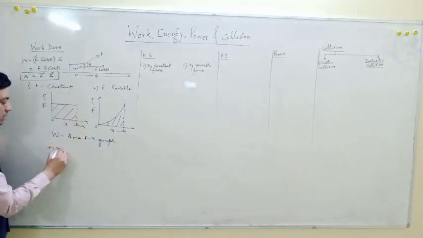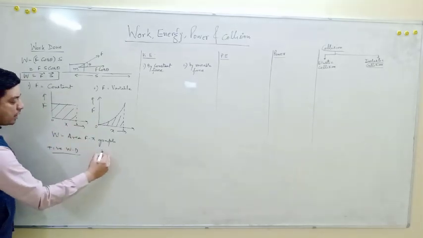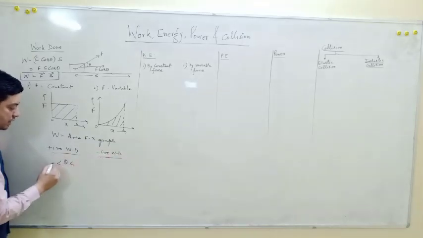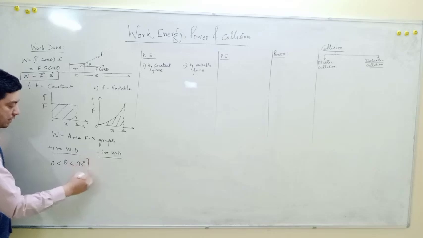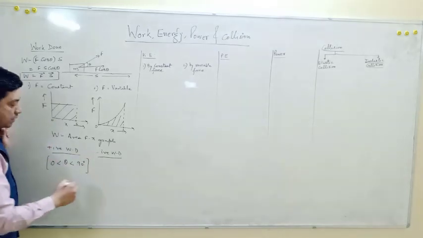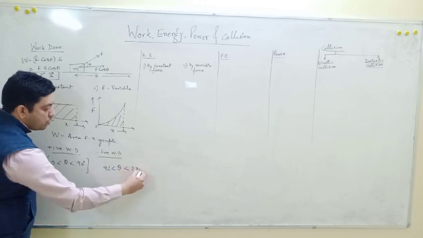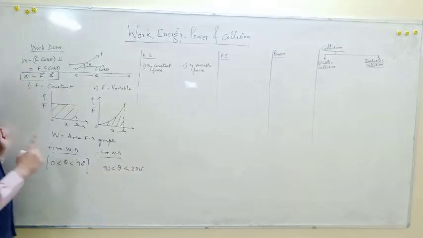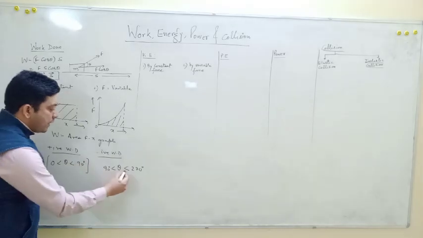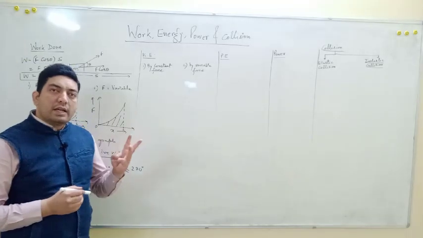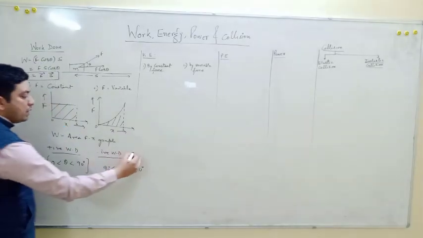Now there are two cases, positive work done and negative work done. If the angle is greater than 0 and less than 90, then work done will be positive, and if your angle is greater than 90 and less than 270, because you know that cos 270 is -1, then work done will be negative. And zero work done cases, there are three possibilities for zero work done.